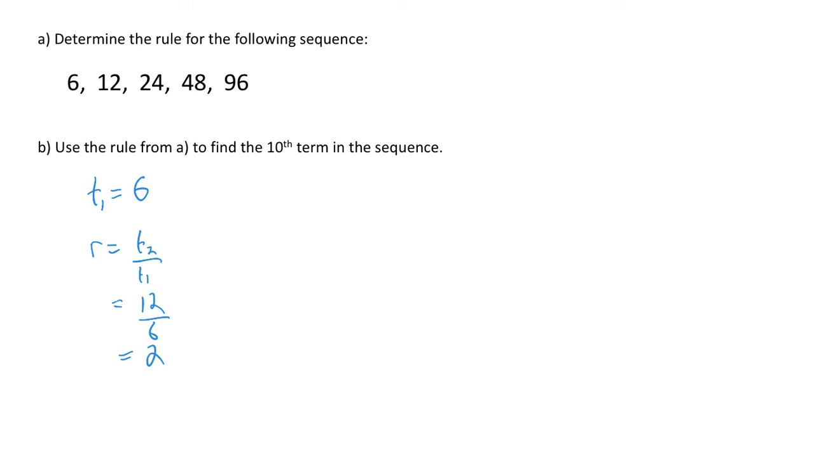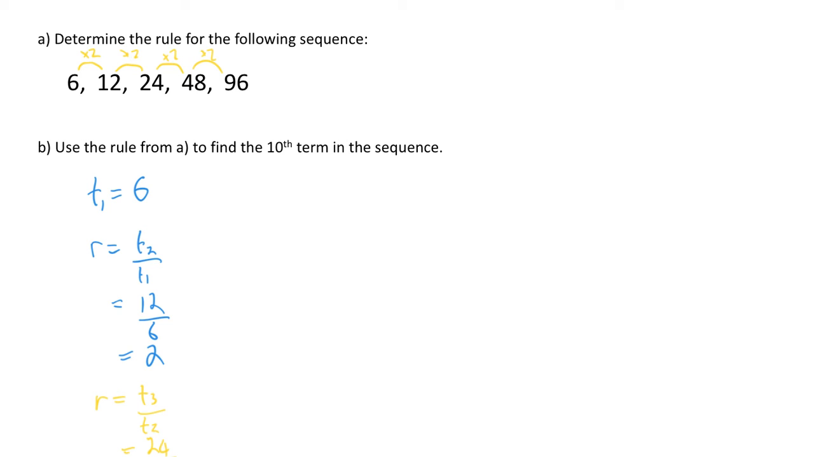Now, if I wanted to, I could do a second check and this time divide the third term by the second term. So that would be 24 divided by 12, which is equal to 2. So I can see that my common ratio is 2. I can also tell that when I'm looking at my sequence, each time I'm going up, I am timesing the number by 2. So that is how I can find the common ratio.